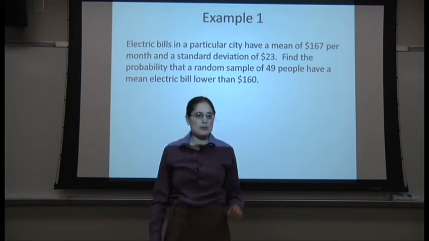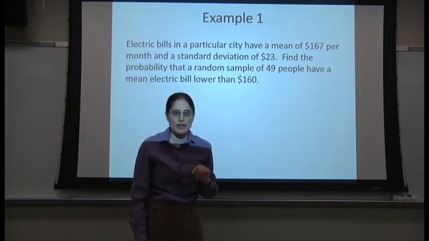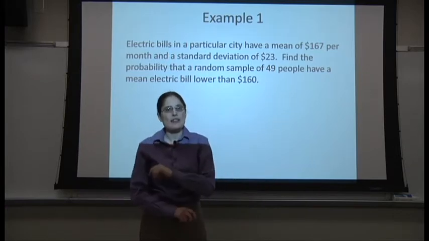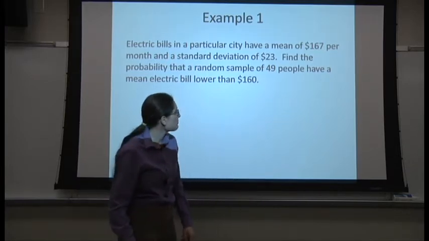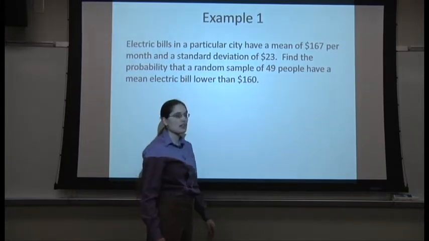I take 49 people, I say, what's your electric bill last month? What's your electric bill last month? What's your electric bill last month? And then I find the mean out of all of those people. What's the probability that it is less than $160?